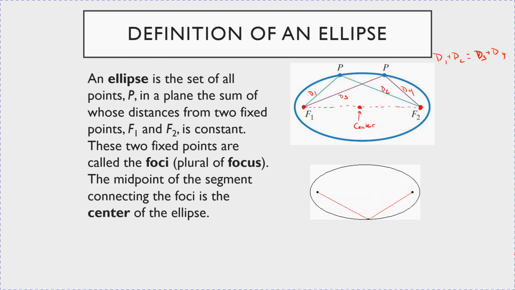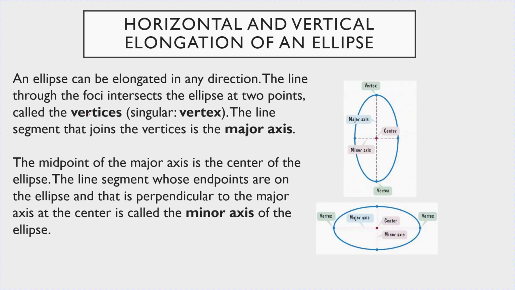All right, so we've got some understanding of what it is. Let's start talking about mathematical equations to describe ellipses. A little bit more information: an ellipse can be elongated in any direction. What you're seeing here is a horizontal and a vertical elongation of an ellipse. This is a vertical elongation; you can see it's stretched up high. And this is a horizontal elongation. I'm going to do one example of each of these.